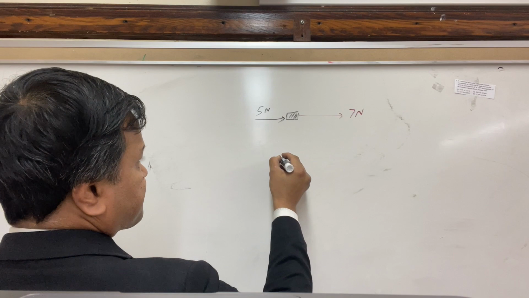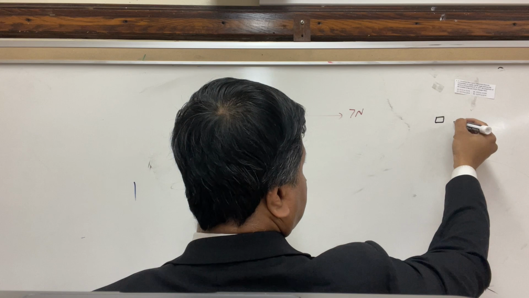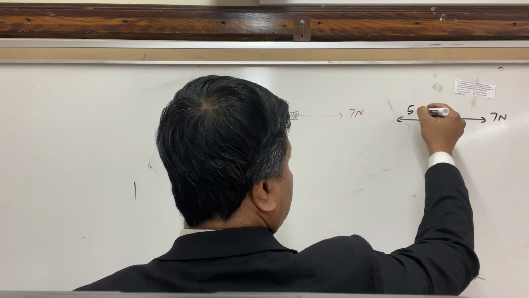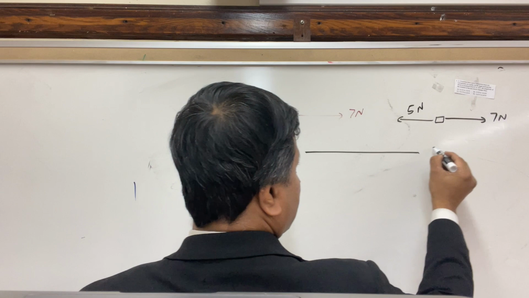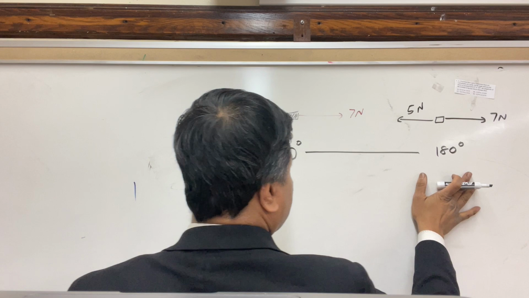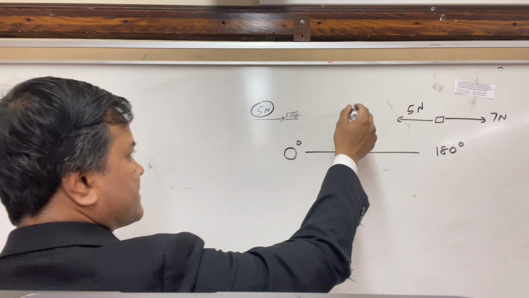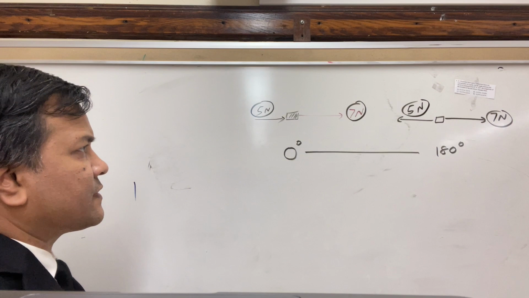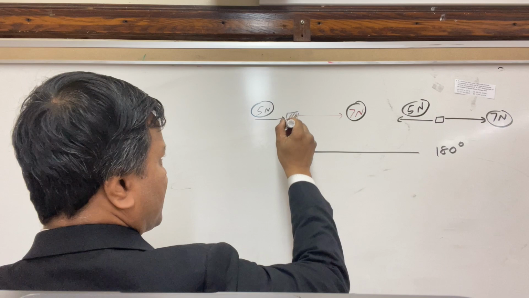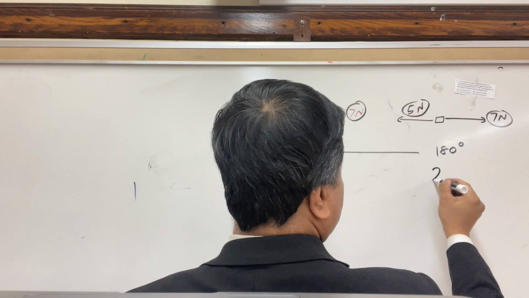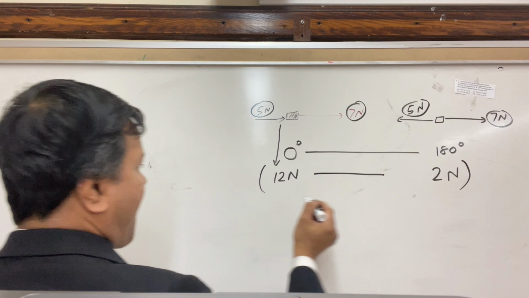This is maximum and this is minimum. This is 7 N, this is 5 N. In the problem I say from 0 degree to 180 degree, as you move from 0 degree to 180 degree, what would be the resultant of the two vectors? This one is going to give you, of course, 12 newton, and this one is going to give you 2 newton. So the answer is from 12 to 2, and that is C.